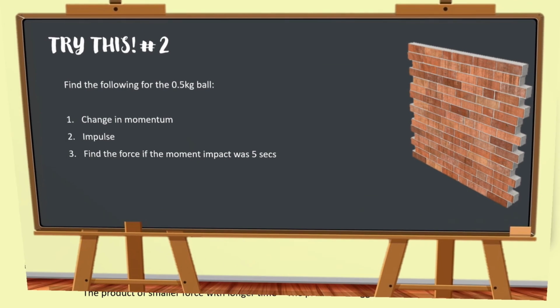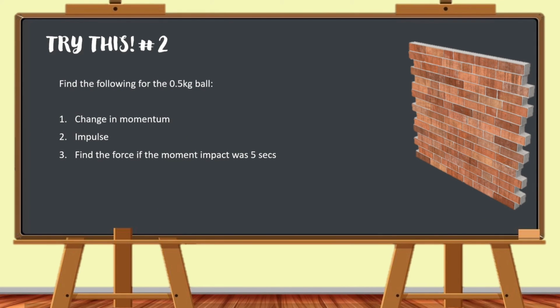Now, let us try this one. Find the following for the 0.5 kilogram ball. Calculate the change in momentum. Impulse. Find the force if the moment of impact was 5 seconds. Take note that the initial velocity of the ball is 10 meters per second and the final velocity is 5 meters per second.